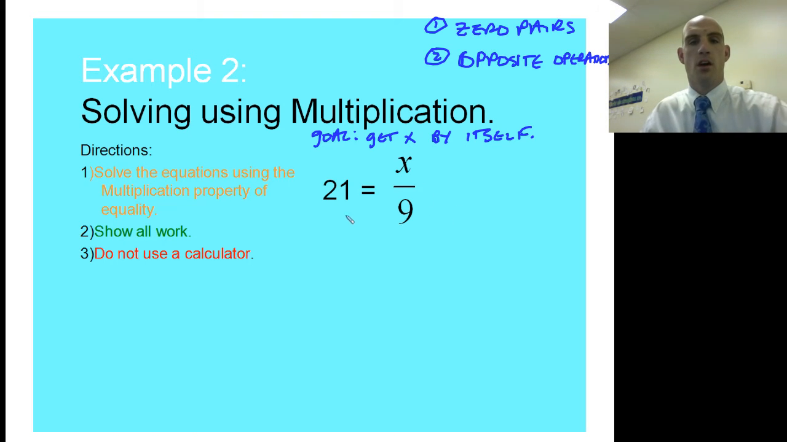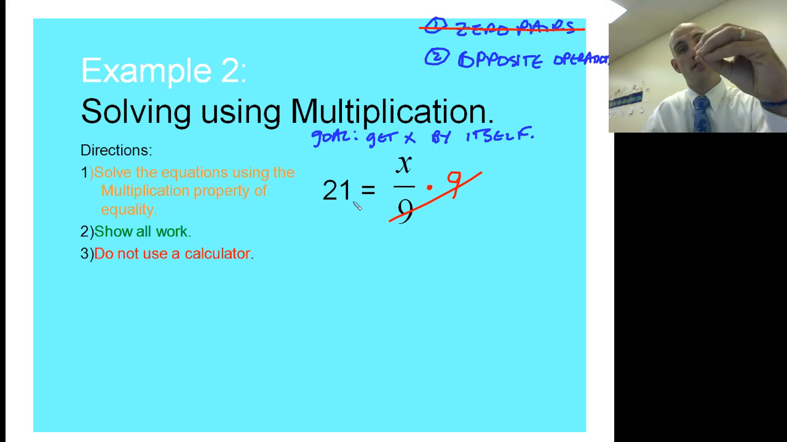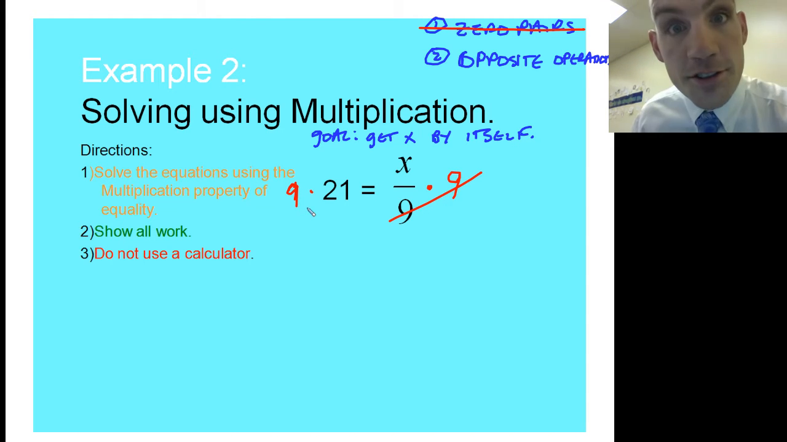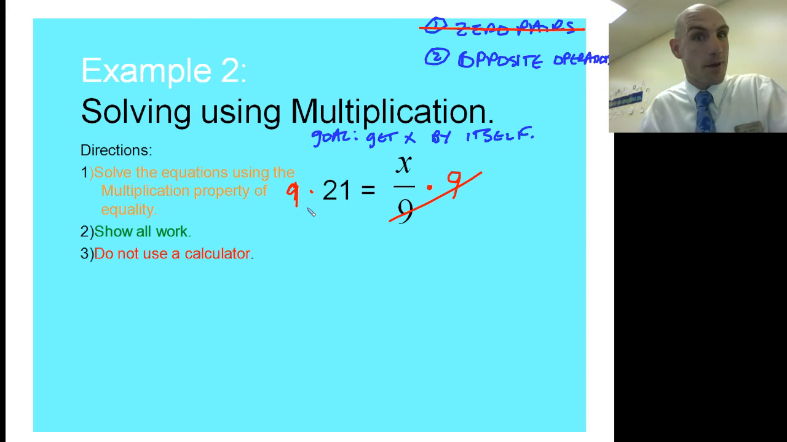Okay? Well, I have no 0 pairs in this one because I can't add or subtract anything to get 0. But I'm going to do opposite operations, so I'm dividing by 9. So to do that, opposite operation, I'm going to multiply by 9. Those now cancel out. I divide the sum by 9 and multiply by 9 to undo that. But I must do the same thing to both sides.